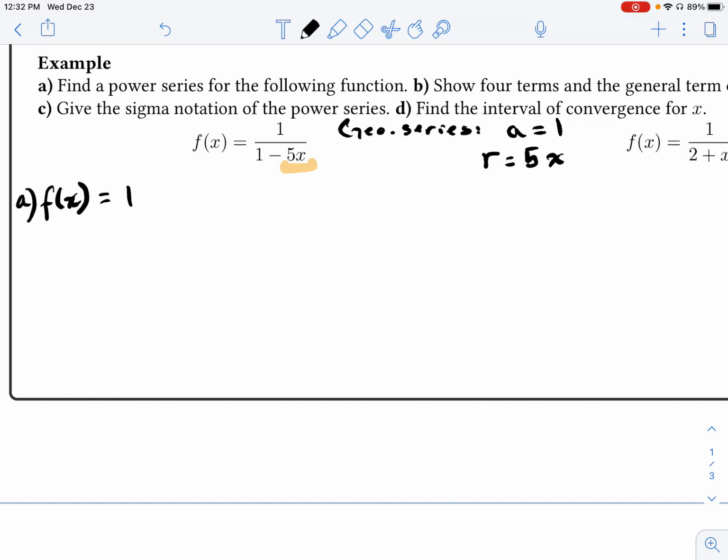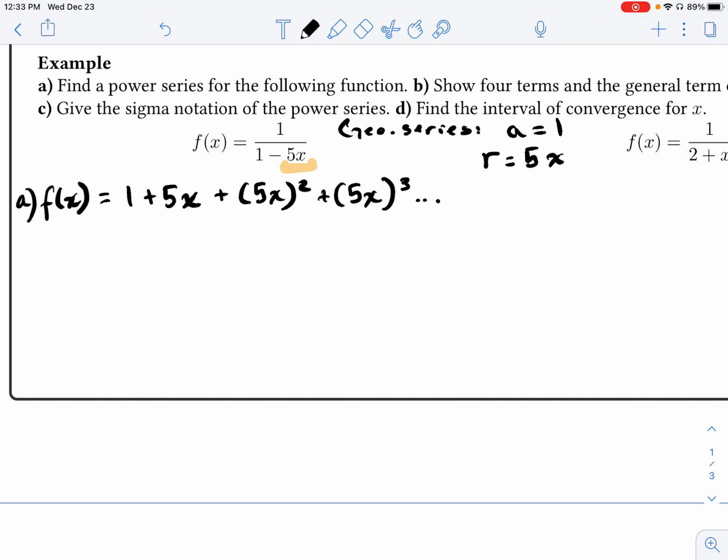The first term, 1, and then multiply every term by the common ratio, plus 5x, plus (5x) squared, being careful with our parentheses, plus (5x) cubed, and so on, okay? And actually, I've kind of jumped to part B already. I've shown the first 4 terms of the power series.